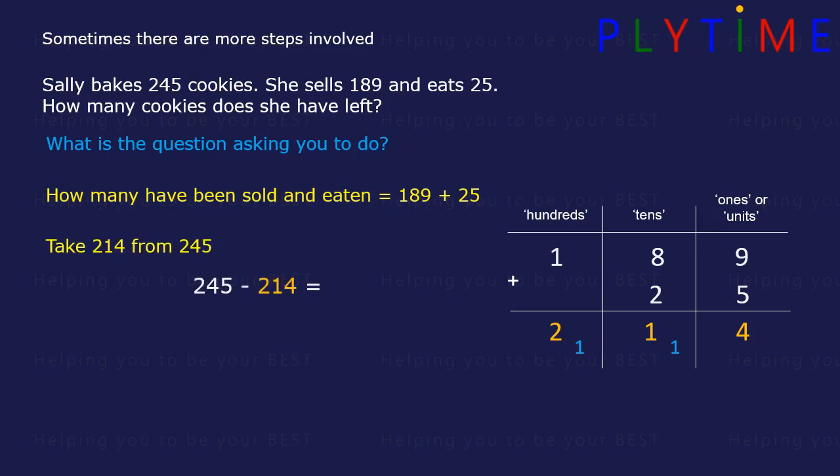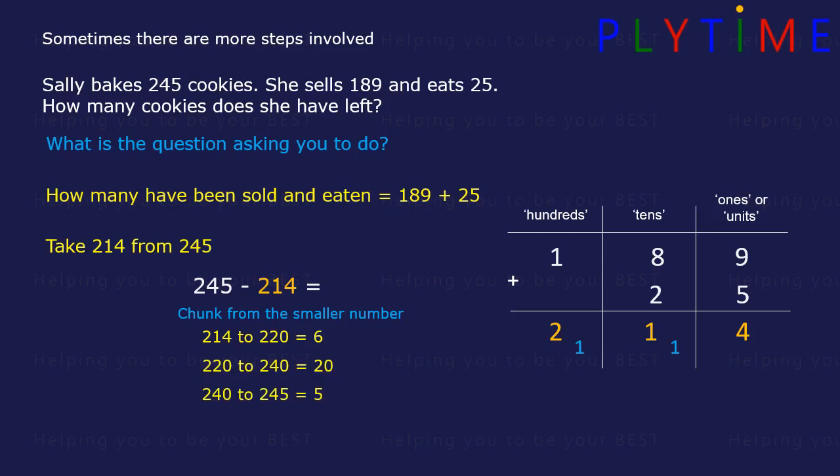245 minus 214. We can chunk from the smaller number. From 214 to 220 is 6. Then from 220 to 240 it's another 20. And from 240 to 245 is another 5. So that's a total of 6 plus 20 plus 5, which is 31. So Sally has 31 cookies left.